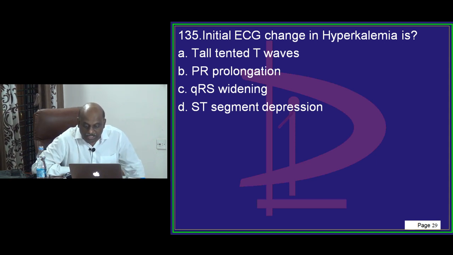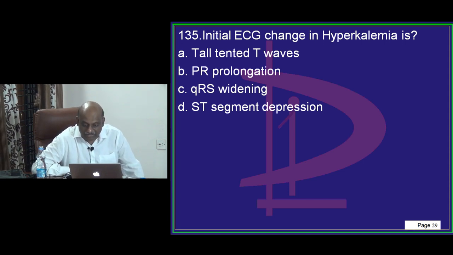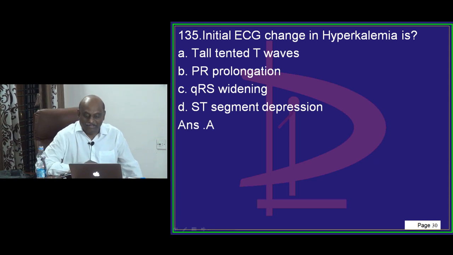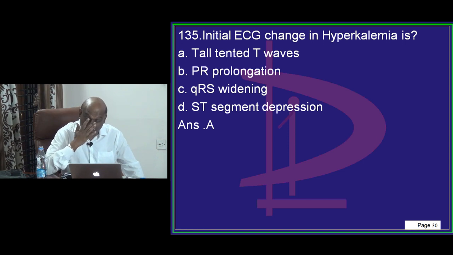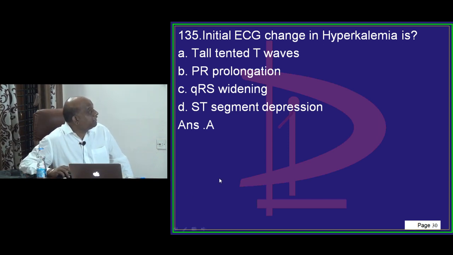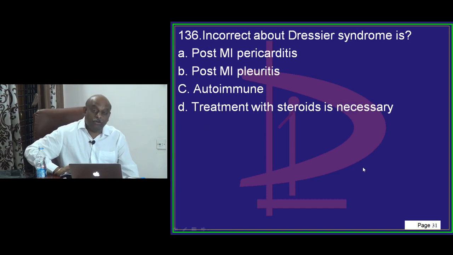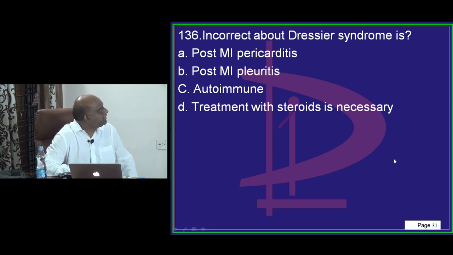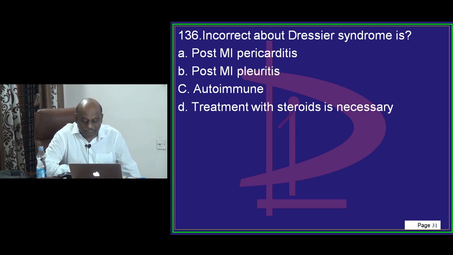Jai Prakash Rajaram is saying tall tented T waves are early. Vishalakshi wants to bet on D, but Jai Prakash Rajaram, tall tented T wave, absolutely right. Dressler syndrome after myocardial infarction, where there is an autoimmune reaction. Okay, what is incorrect about it? 136, shoot your answer.